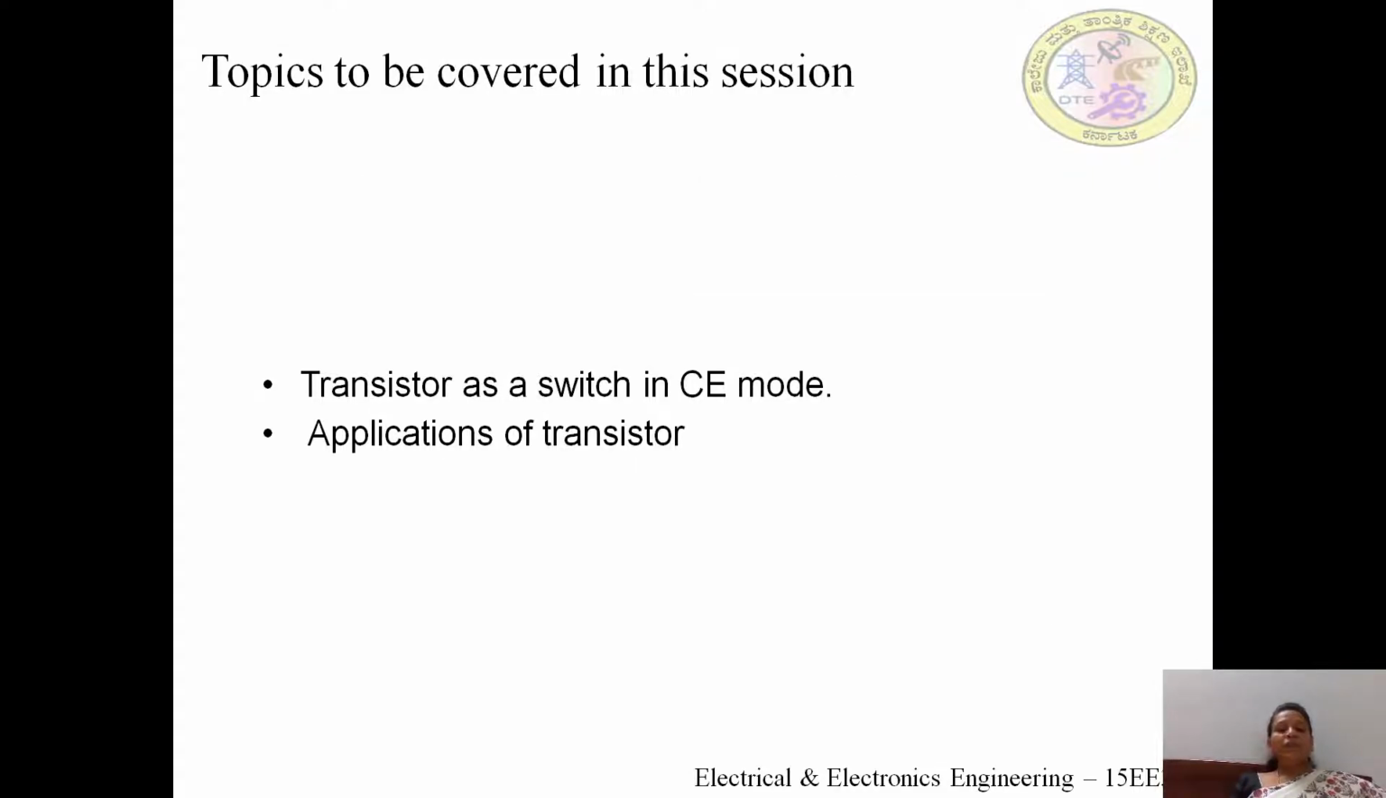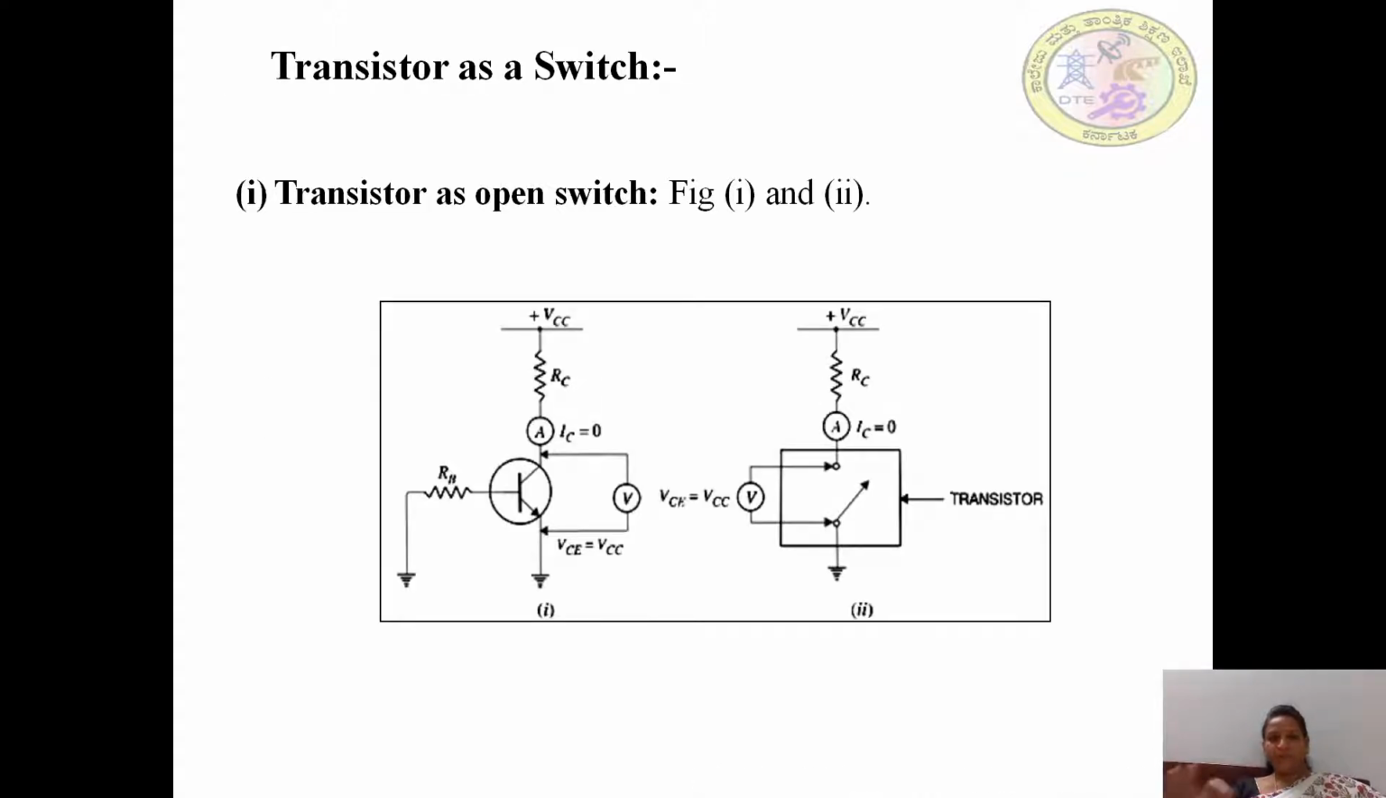As we have learned earlier, the two main applications of transistor are as a switch and as an amplifier. So in this session, we are concentrating on this particular application of transistor as a switch. And we have also learned that out of the three configurations of transistors, common emitter configuration is most widely used. Hence, we are discussing transistor as a switch in CE mode.